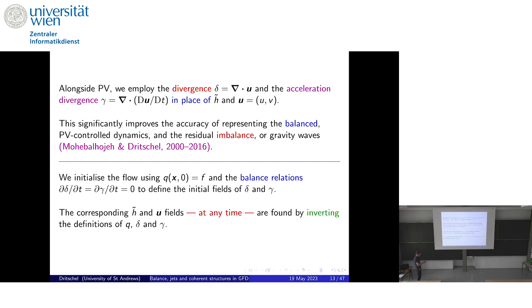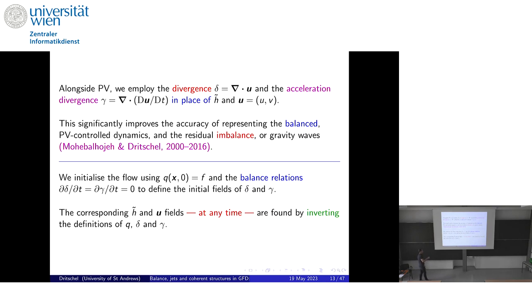So we have to get the initial state by requiring the balance relations that result from setting the first time derivatives of these terms equal to zero. So these are nonlinear equations, which you solve in spherical geometry. It's not nice, but you know they can be done. It's robustly convergent. They're like elliptic problems that are nonlinear, but you can solve them. And they define the initial delta and gamma fields.